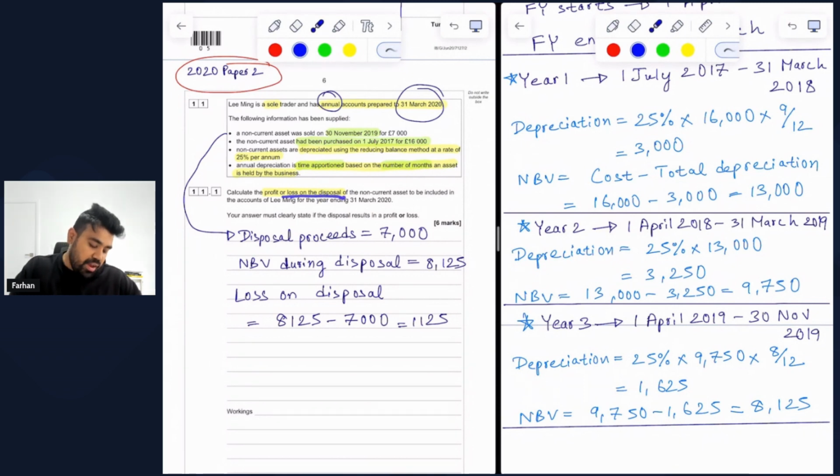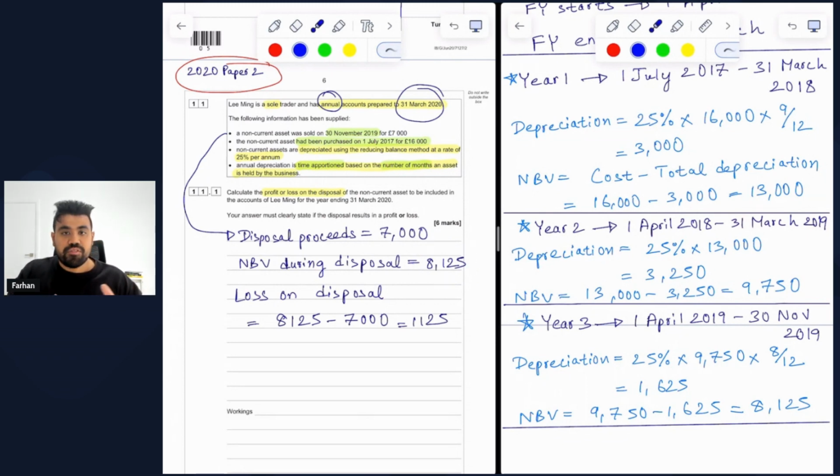Now, the question requires us to calculate the profit or loss on disposal. Now, we understand that the asset is sold for £7,000, which is known as the disposal proceeds. And we also understand, based on our calculations, that net book value right before disposal was £8,125. This means before we sold it, our asset had £8,125 worth of value that was still left for usage.